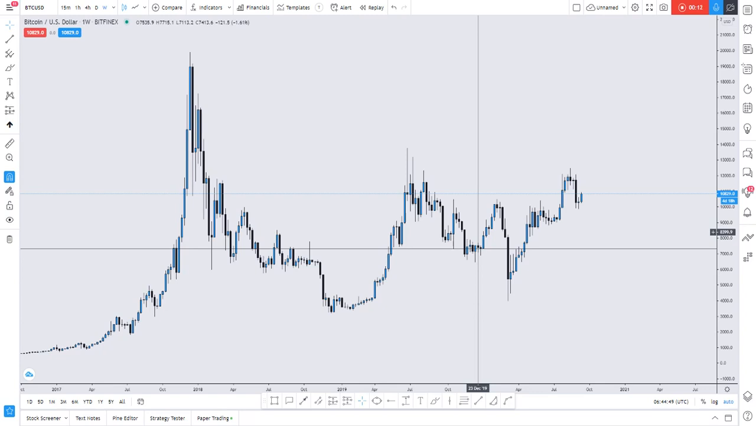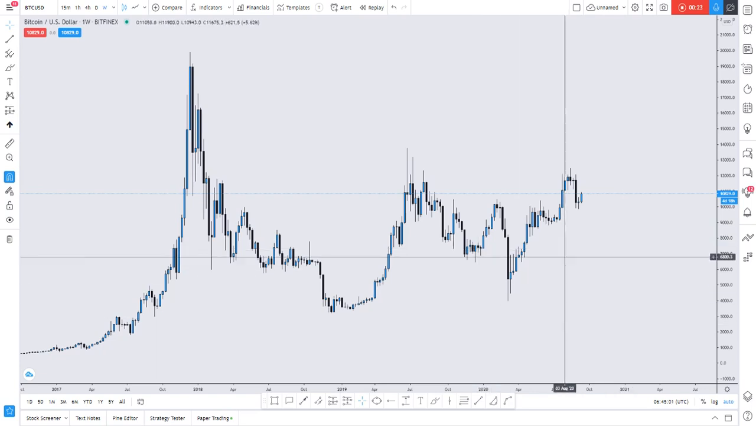So today I'll be looking at BTC USD. And the reason I'll be looking at BTC USD is because of the lot of controversies I see online about it. So let's dive right into it.